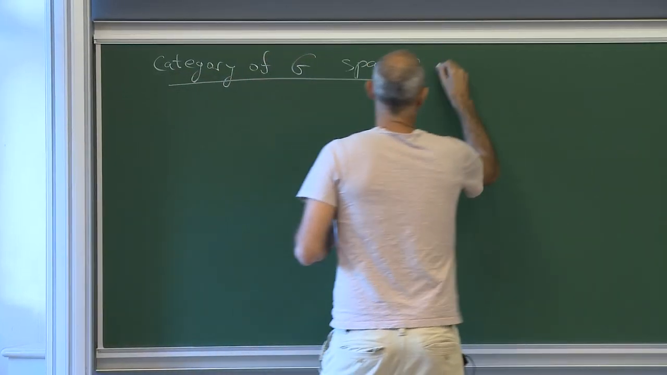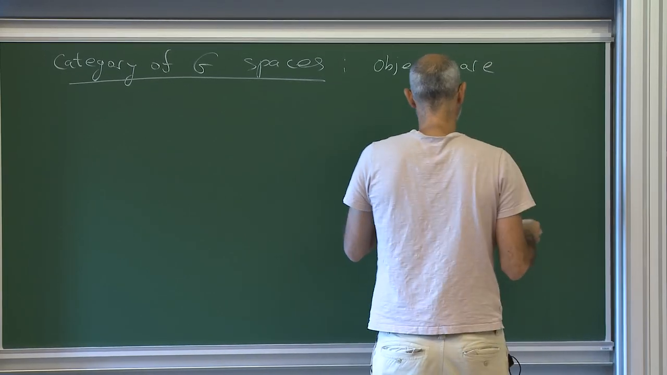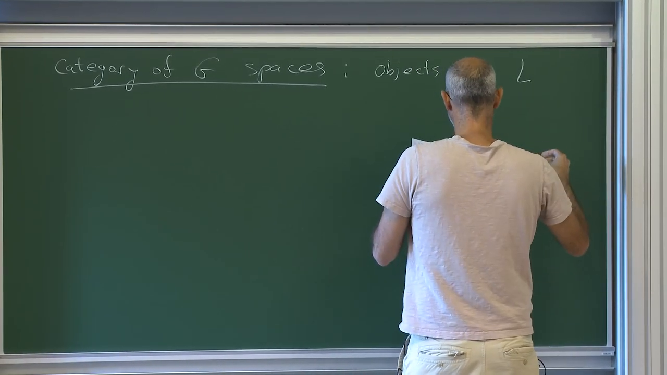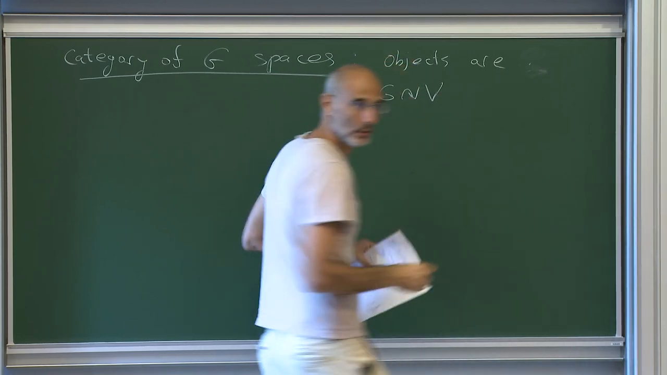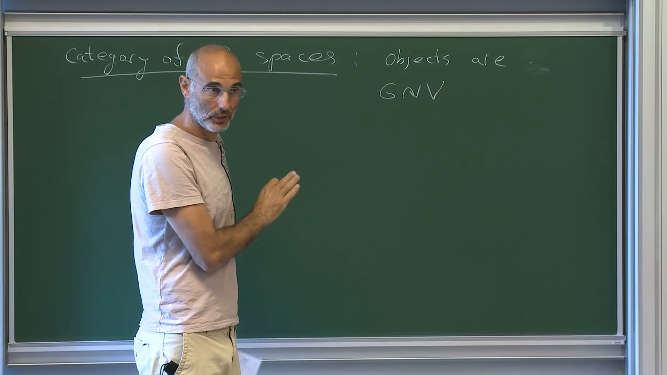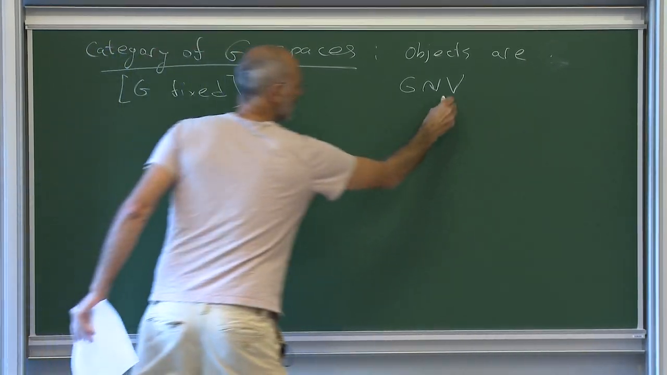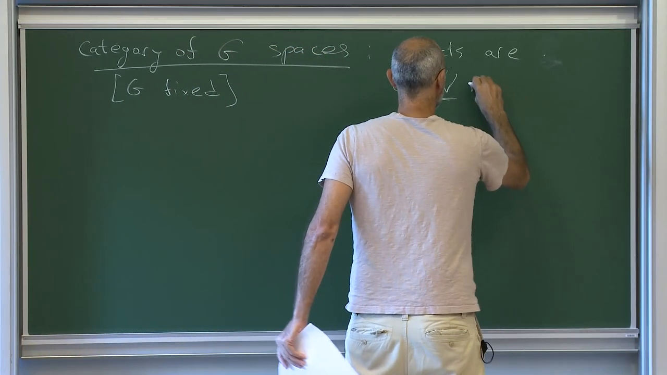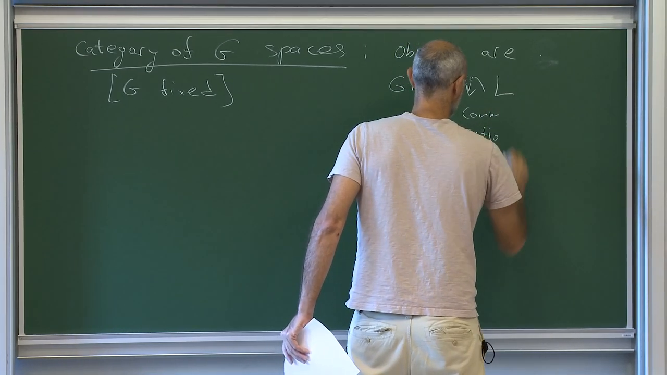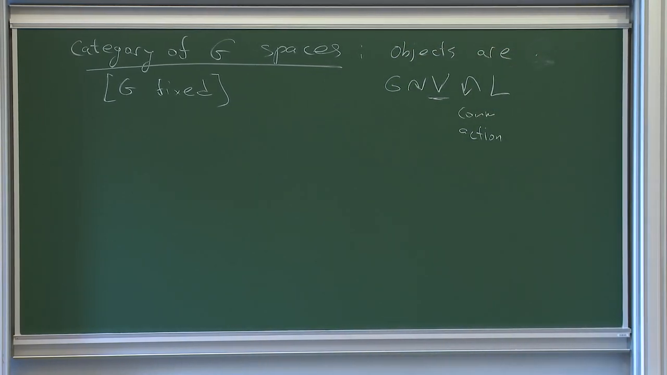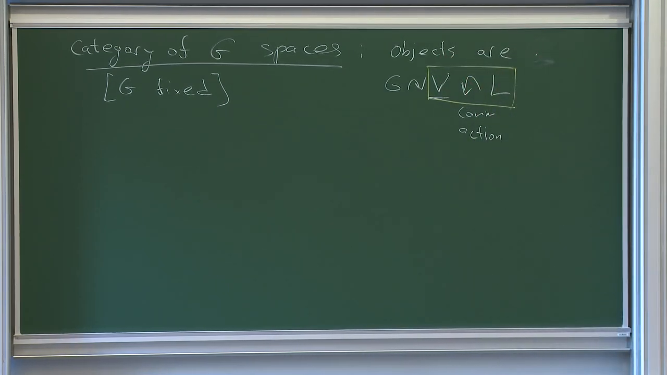So just to be clear, objects are V's on which G acts. G is fixed. So it's the V here, and with L, commuting action. So this and that are the varying data.